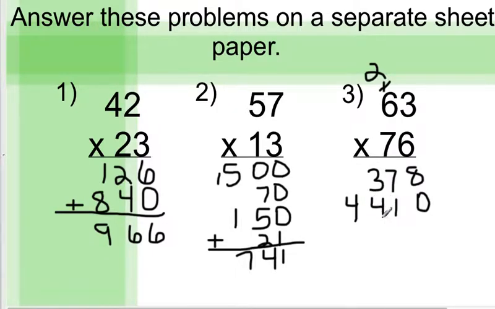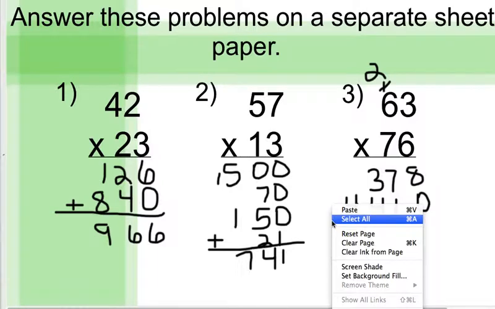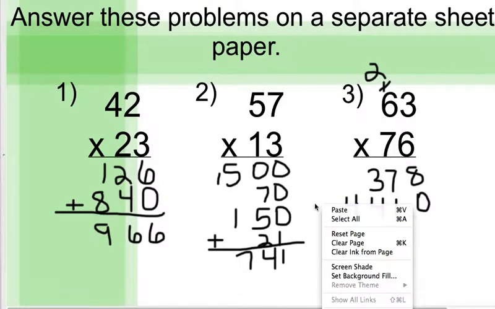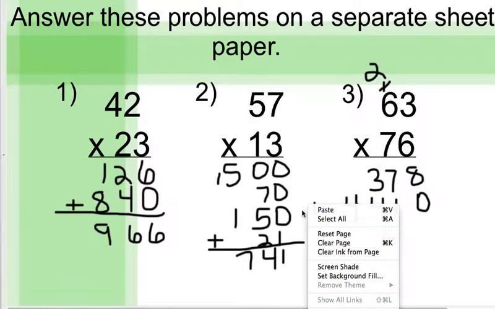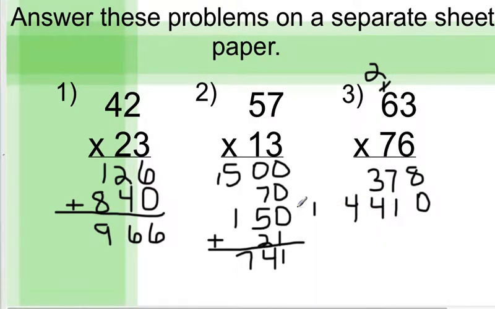And tomorrow, if you didn't get the same answers I did, bring them in, and we will discuss it. We can see what went wrong, and it could be my error as well. So 8 plus 0 is 8, 7 plus 1 is 8, 3 plus 4 is 7, and a 4. So our final answer there is 4,788.